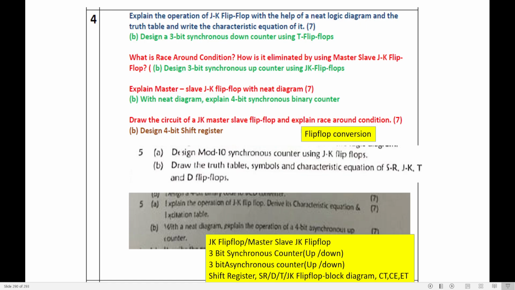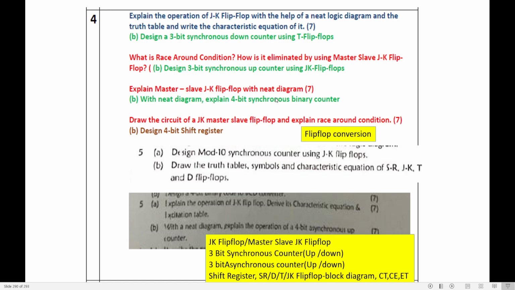Now let us see the next pattern. Can you see he has asked about design a 3-bit synchronous down counter using T flip-flop. Next year he has asked design 3-bit synchronous up counter. It means 3-bit synchronous counter is repeated twice. One is up, another one is down. Next immediate year he has asked again, it is continuously asked. You should understand 23 mains, 23 supply, 24 mains. This question is continuously asked.